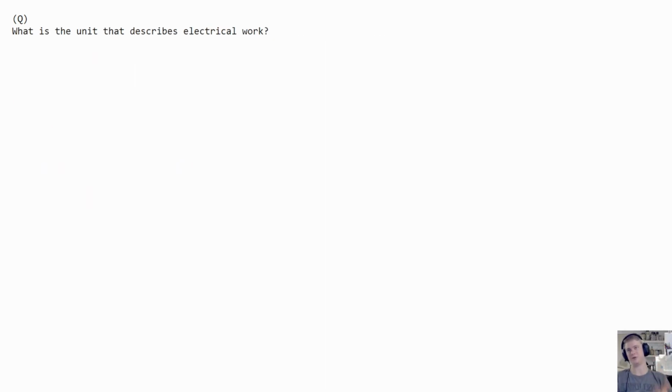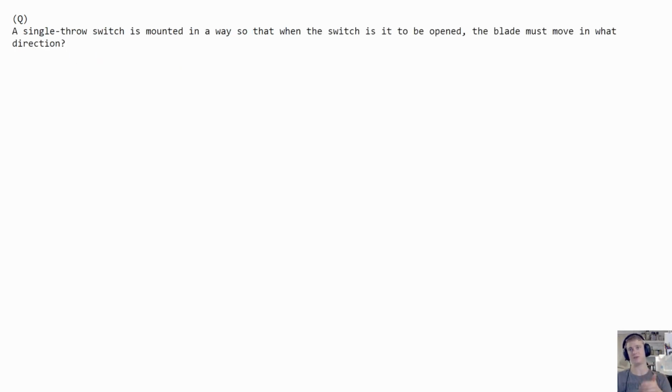Next, what is the unit that describes electrical work? And this would be money. Just kidding. This is the watt-hour. Next, why is the core of a power transformer laminated? And this keeps eddy current loss at a minimum. Next, a single throw switch is mounted in a way so that when the switch is to be opened, the blade must move in what direction? And this will be downward.